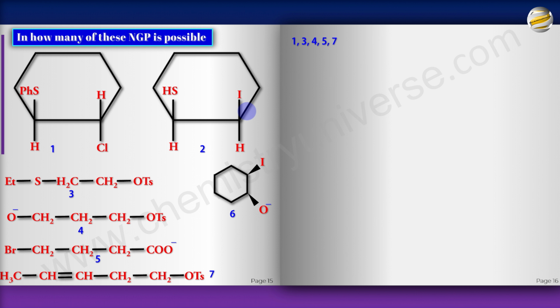Now, 3 is expected. There is no ring here. It can easily do it. 4 can happen the same way. It need not be beta always. And this 5 also can happen, because this O minus will attack this carbon and the Br will leave. And 7 can happen, very simple. OTs is a good leaving group, the pi bond comes and, you know, makes it.